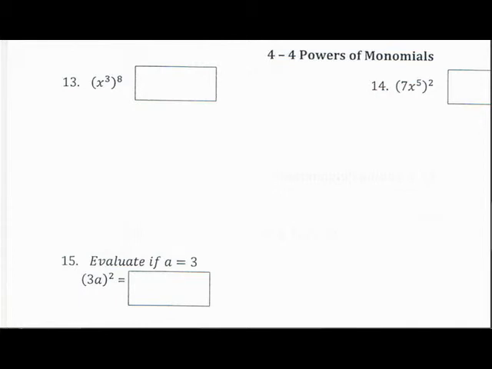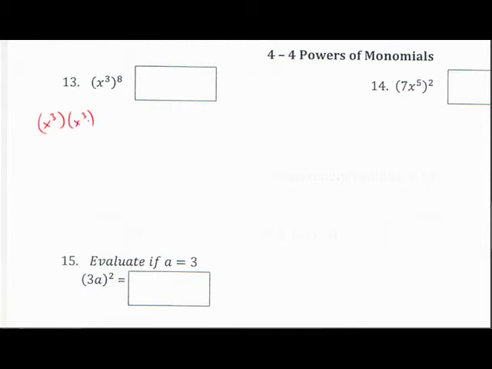4-4 powers of monomials. So we have x cubed to the 8th. First, let me show you, if you didn't know how to do this, when in doubt, you write it out. That's getting a little too much because I would have to draw 8 lines and those aren't going to look pretty. So let's just know that I have to do x to the cube 8 times.